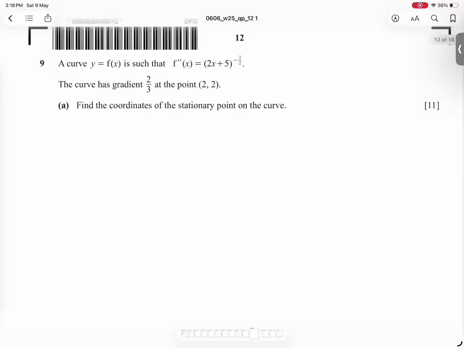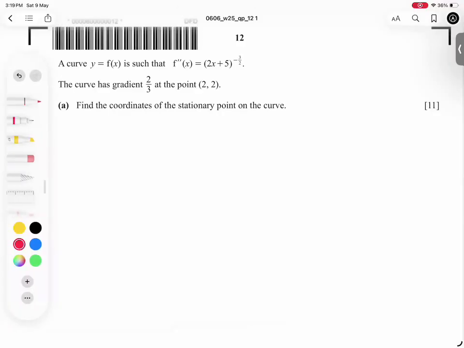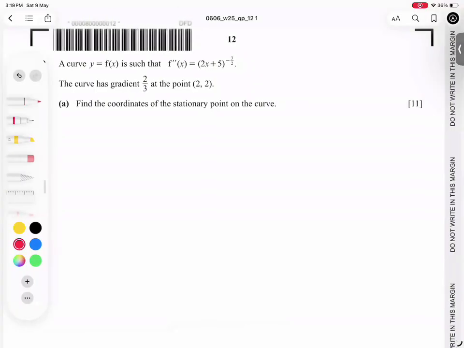Question number 9, students. What is the question statement? The function curve is given, and its second differentiation is given. And the curve is given, and a point is given. We have to find a coordinate.